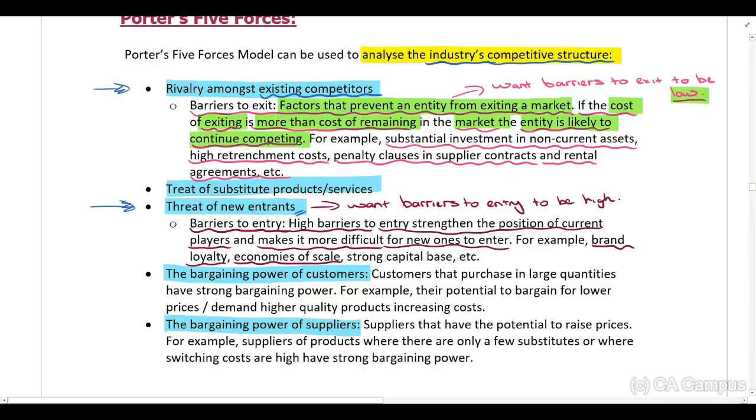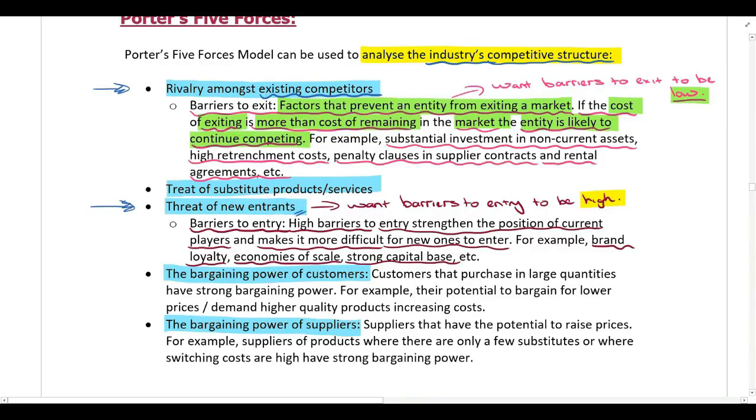Or lastly, a strong capital base. If we're a company and we've already been in the industry for 10 years, we should have a much stronger capital base than a new company that's entering the market for the first time. So it should make sense that companies already operating within an industry are going to want the barriers to entry to be as high as possible because that means new competition will not enter the market.